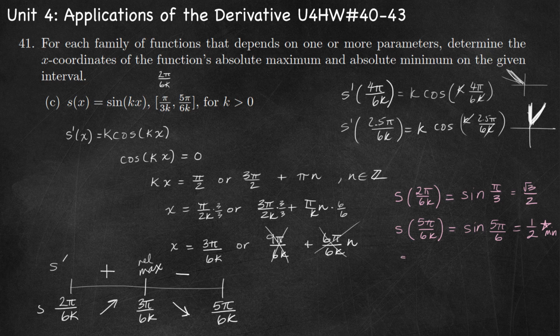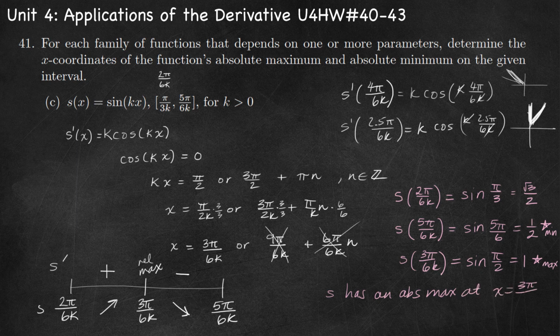And then we already said 3 pi over 6k gives us our absolute max. And we're not asked for the y values, but we might as well go ahead and find them. That would be the sine of 3 pi over 6, which is the same as pi over 2, or 1. So that's going to be our absolute max. So S has an absolute max at x equals 3 pi over 6k and an absolute min at x equals 5 pi over 6k.